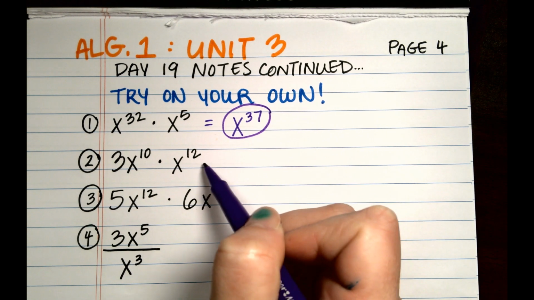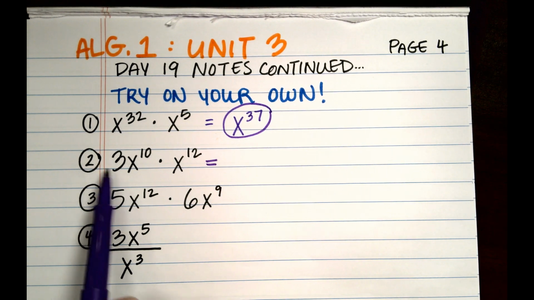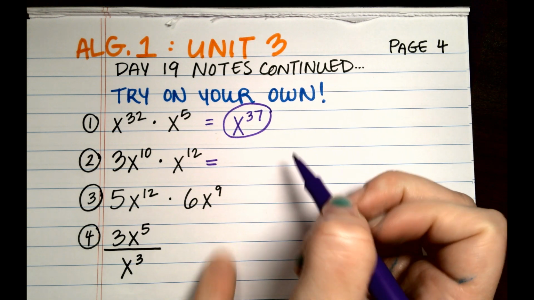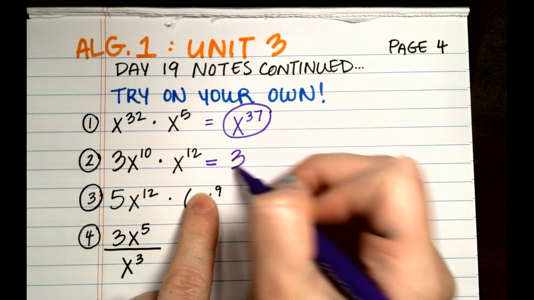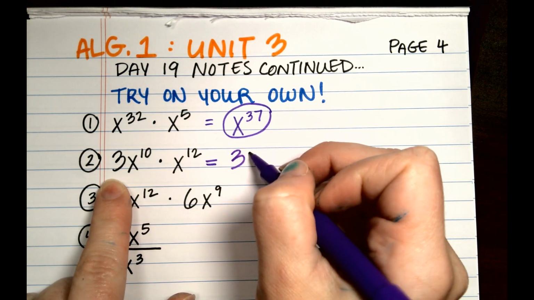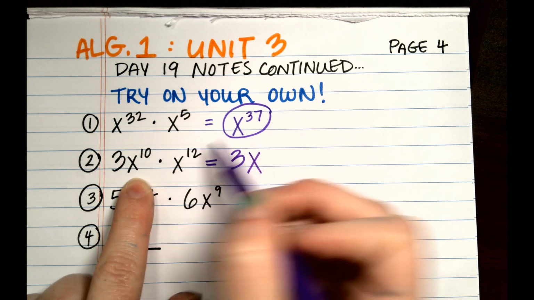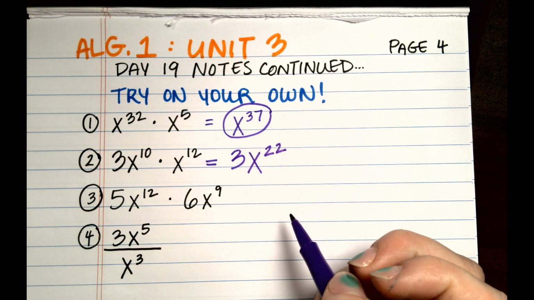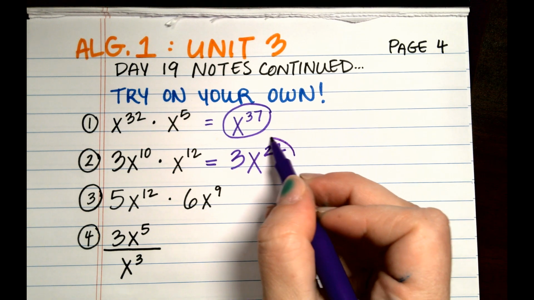Very good. Number two, 3x to the 10th power times x to the 12th power. What did we get? Yes, 3x to the 10 plus 12 is 22. 3x to the 22nd power. Very nice.